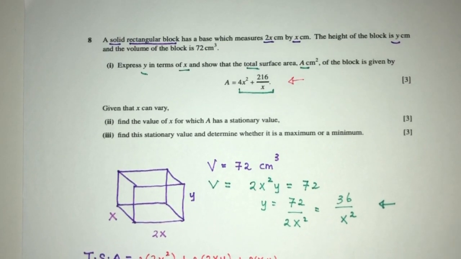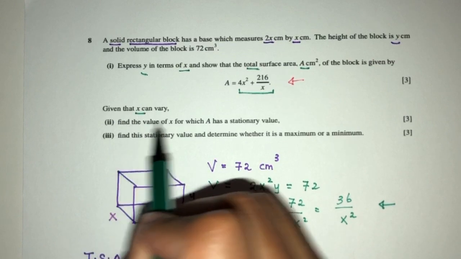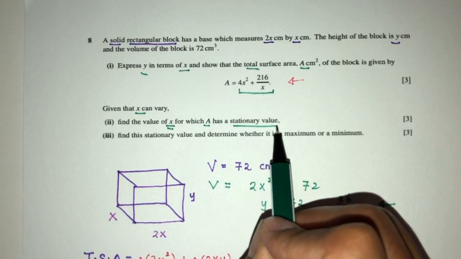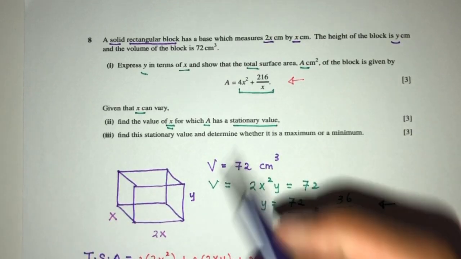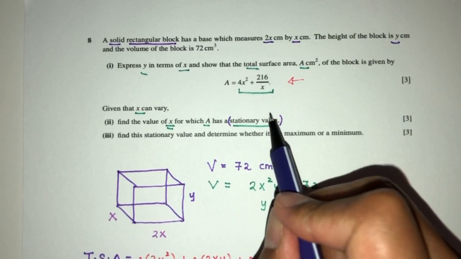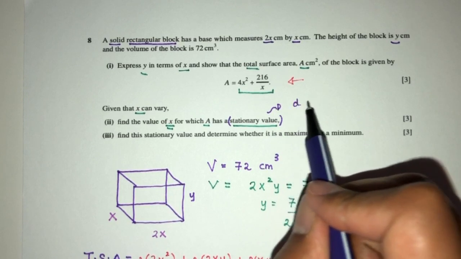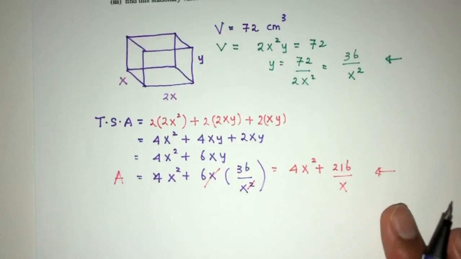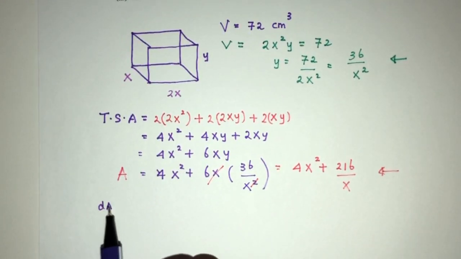Now let's move on to the question, part 2. Given that x can vary, we have to find the value of x for which A has a stationary value. So now we have to know that whenever you see this mentioned, we are going to be finding d by dx and equating that to 0. So here in this case, we have to find dA by dx. At the stationary value, we know that dA by dx is equal to 0.